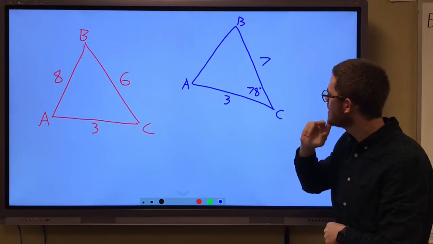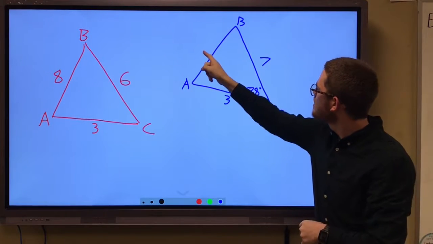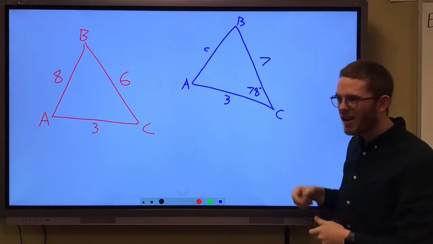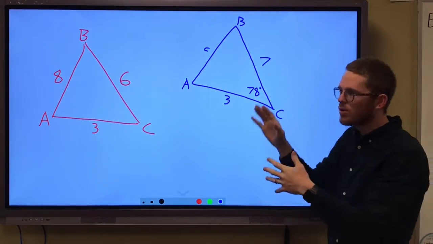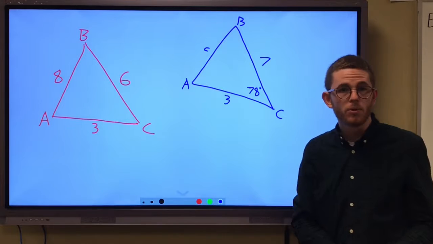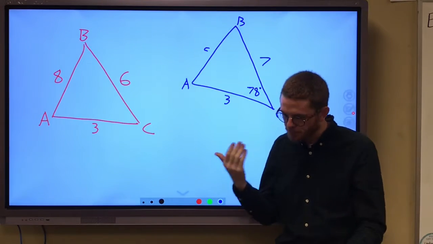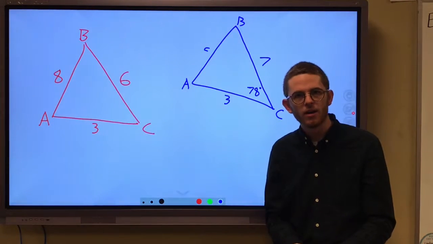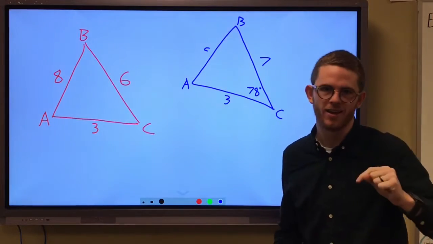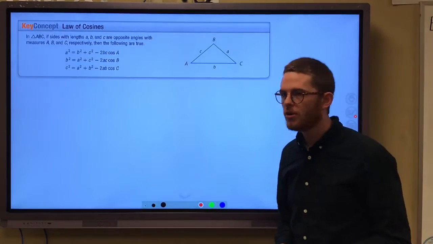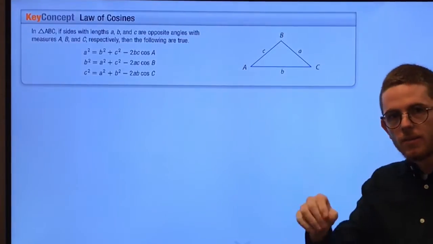7 is to sine of A. Side C is to sine of 78. We don't have the ability to make a proportion with just one variable. And so what we need here is the law of cosines. Law of cosines right here, you can zoom in.